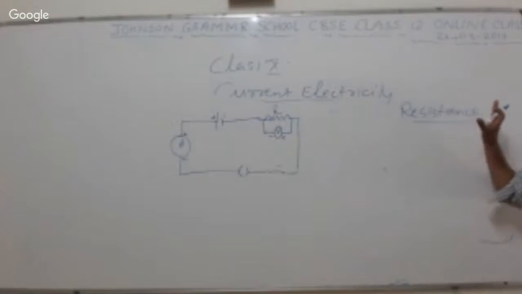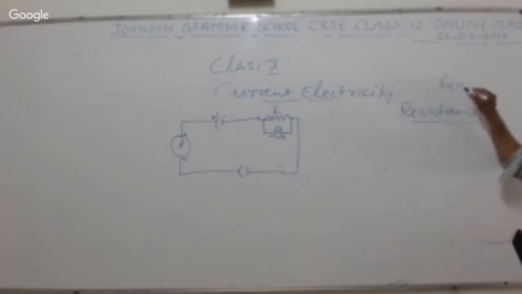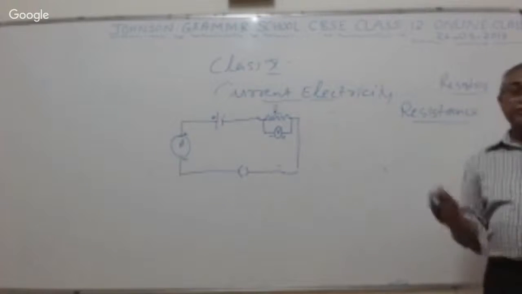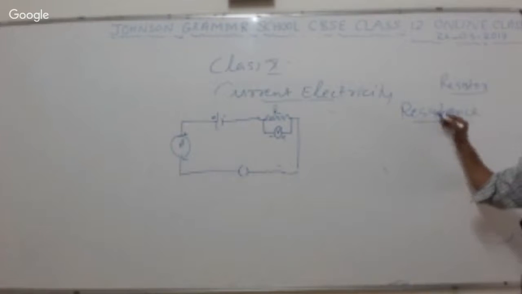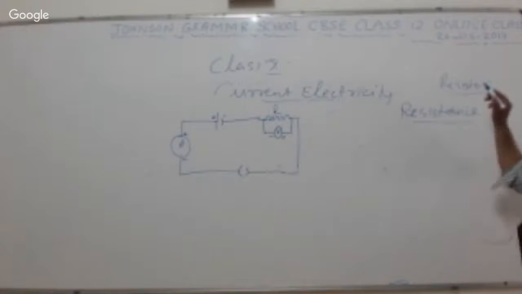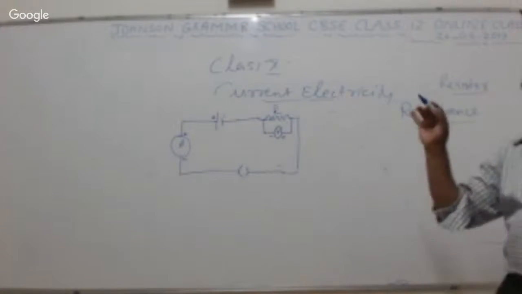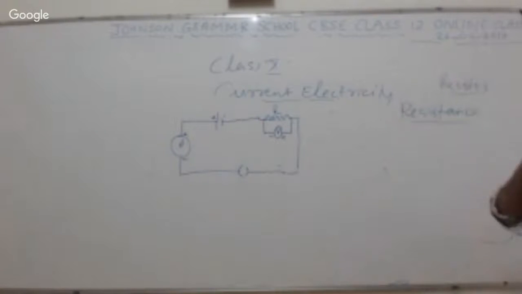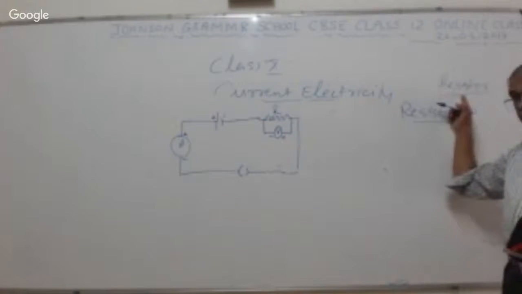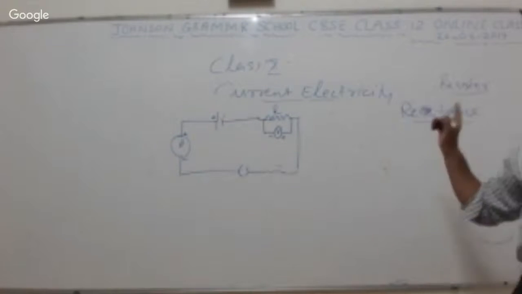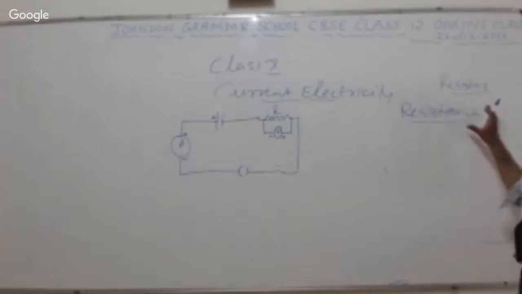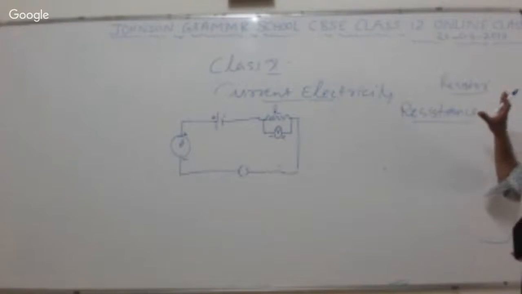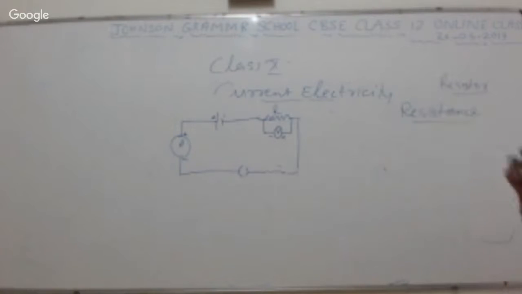It is the property of the resistor or the conductor. A resistor is nothing but a conductor, or a material. Resistance is its property. Understand the difference between these two? A resistor is a device or a conductor that has resistance. Resistance is the property by which the resistor opposes the flow of electric current.